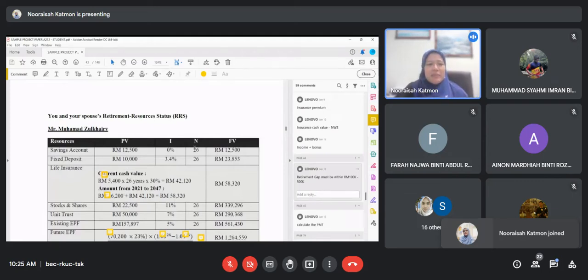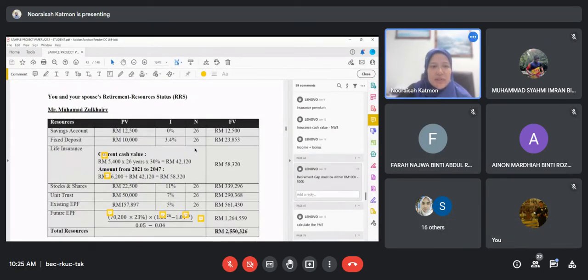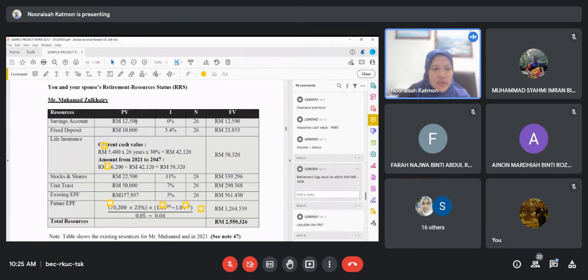This is the table for the retirement resource status of the client. If you look at this information, we have saving account, fixed deposit, life insurance, stock and shares, unit trust, existing EPF, future EPF.